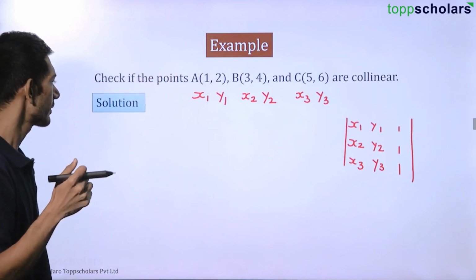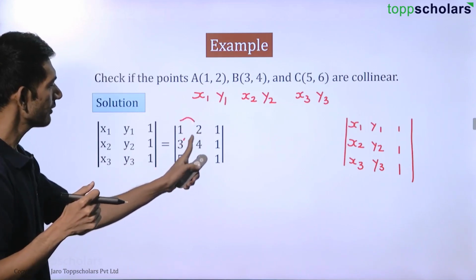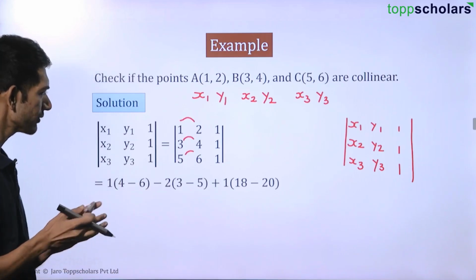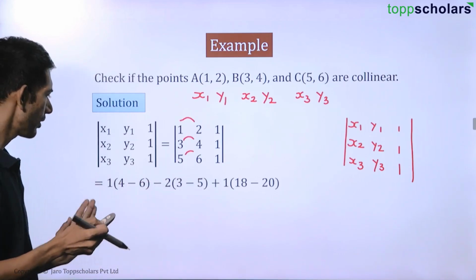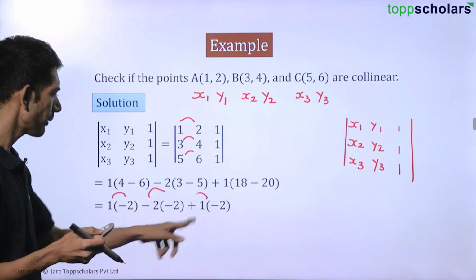Let us see. So here it is 1, 2 as x1, y1; 3, 4 as x2, y2; 5, 6 as x3, y3. You can solve this further. You know how to solve this now, so I am not repeating this part. Solve it. Open the bracket. Right? Minus 2 plus 4 minus 2.